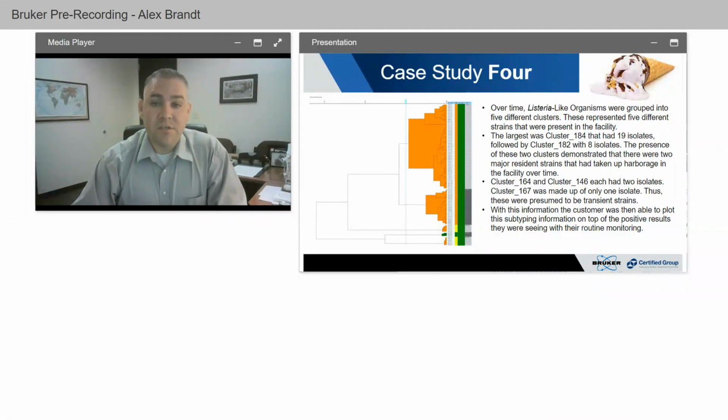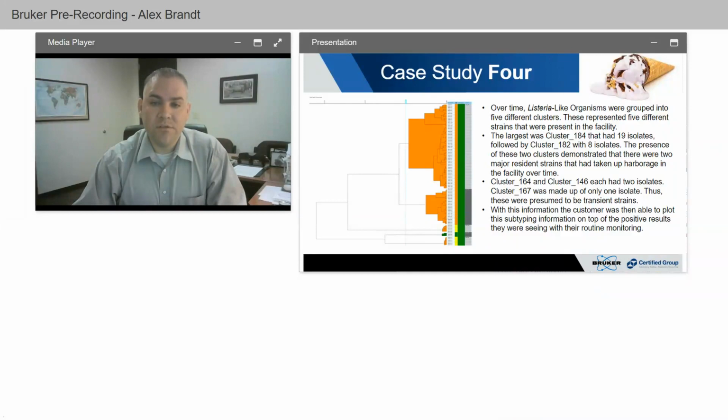The largest cluster of these was cluster 184, which had 19 isolates in it, followed by cluster 182 with 8 isolates. The presence of these 2 clusters demonstrated that there were 2 major resident strains that had taken up harborage in the facility over time.